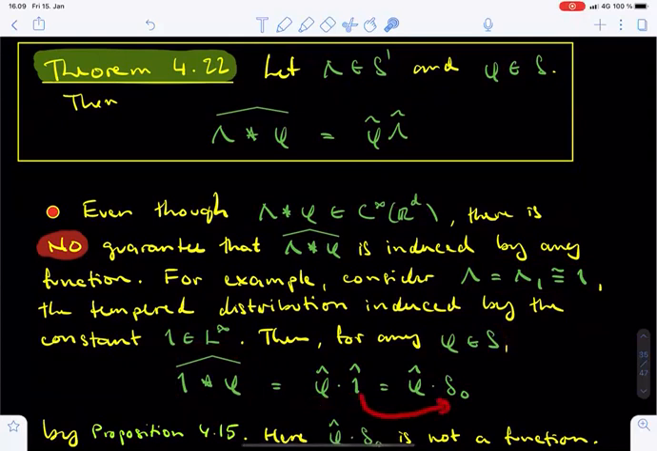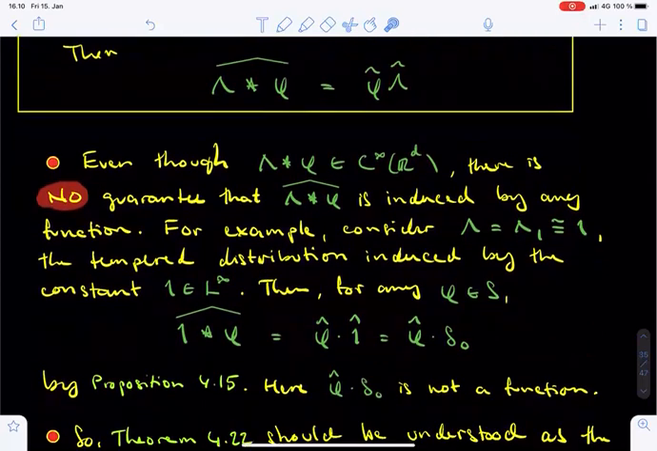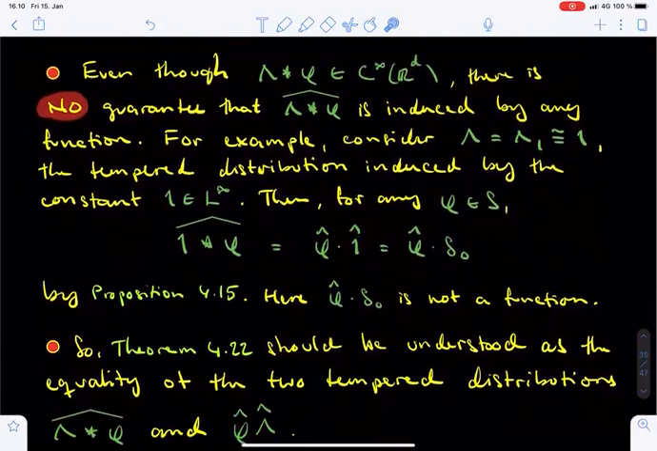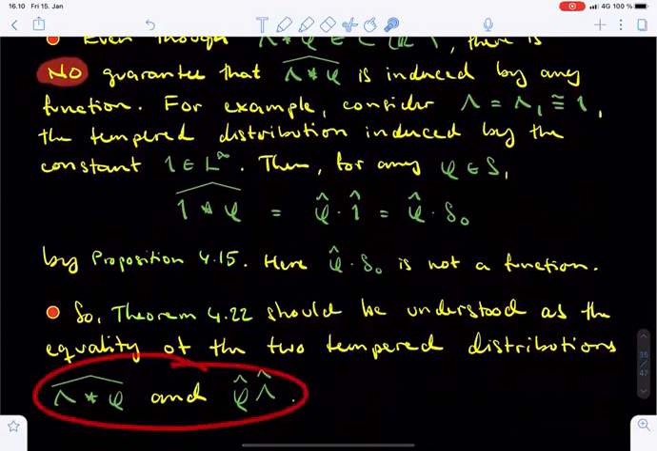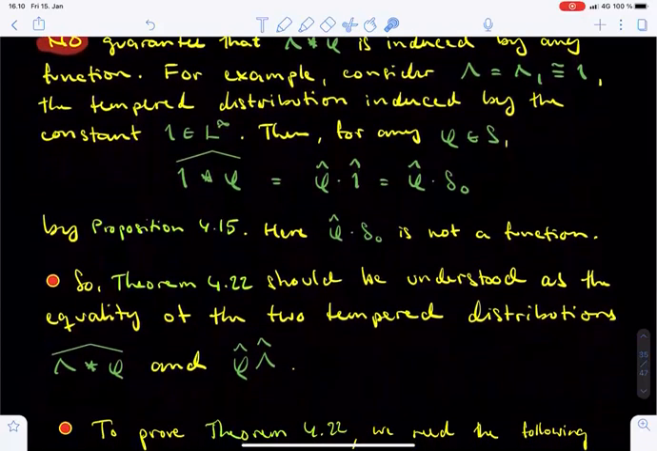However, in Proposition 4.15 we computed that the Fourier transform of the function 1 equals the Dirac measure. Consequently, the right-hand side here is a weighted copy of the Dirac measure, and it is generally not induced by any function. The only exception is where the Fourier transform of phi vanishes at the origin, in which case the right-hand side is the zero distribution. At the risk of emphasizing the obvious, Theorem 4.22 should be understood as an equality between two tempered distributions, namely the Fourier transform of the convolution and the product of the Fourier transforms.